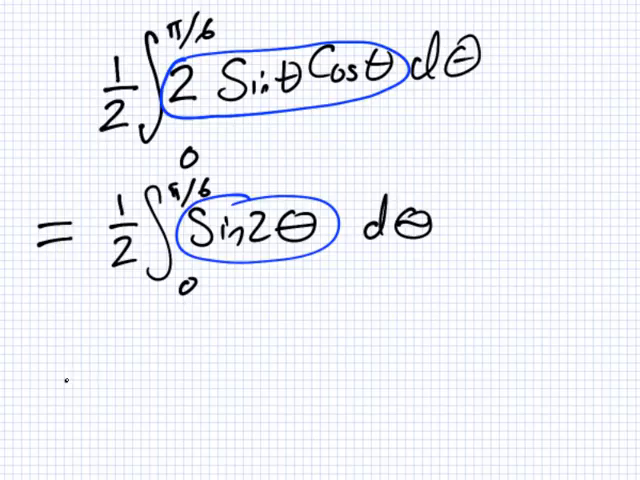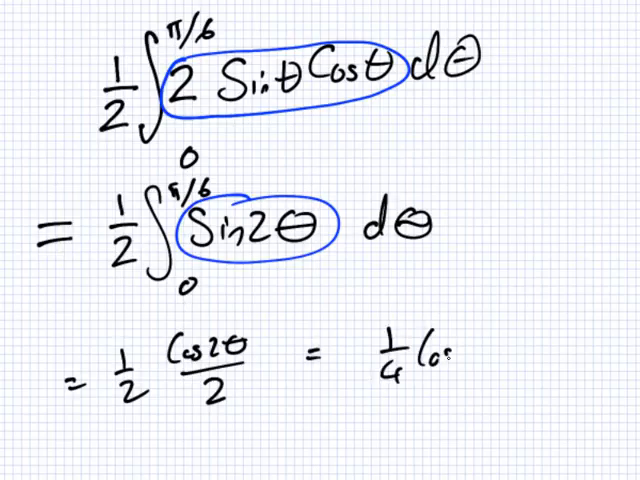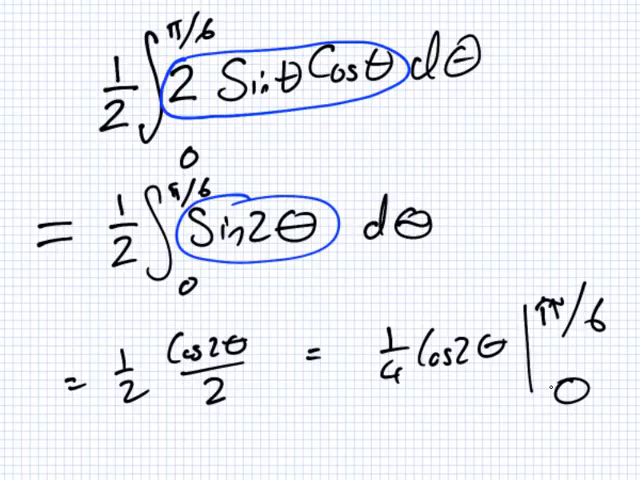Now this integrates to a half cos, a quarter cos 2 theta, and then we just have two limits and we're done. That's really not so bad for 4 marks if you spot that you require the double angle formula here. You get the cos 2 theta by integrating by substitution. Yeah, technically u equals 2 theta.